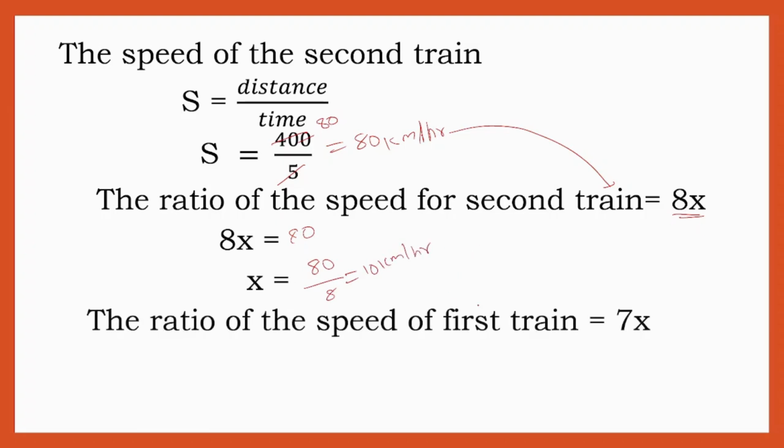Now we find the first train's speed, which is 7x. So 7x equals 7 into 10, which equals 70 kilometers per hour. So this is your answer.